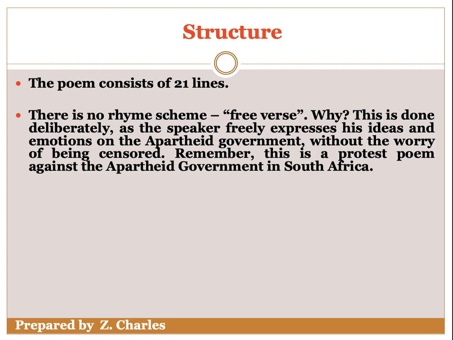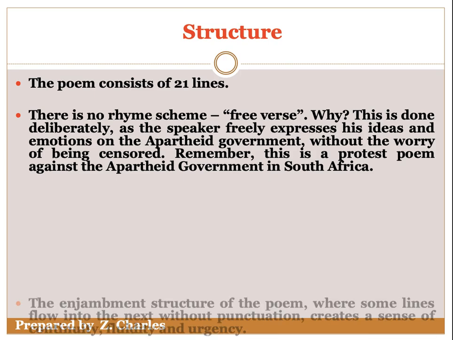So why is this done? It's done deliberately. The speaker wants to freely express himself. No rhyming, free verse, free expression. Make the connection there. So I'll read that again. There is no rhyme scheme, free verse. Why? This is done deliberately, as the speaker freely expresses his ideas and emotions on the apartheid government without the worry of being censored. Remember, this is a protest poem against the apartheid government in South Africa.